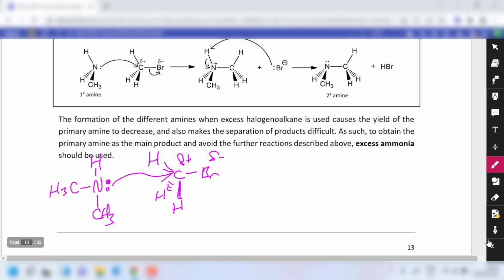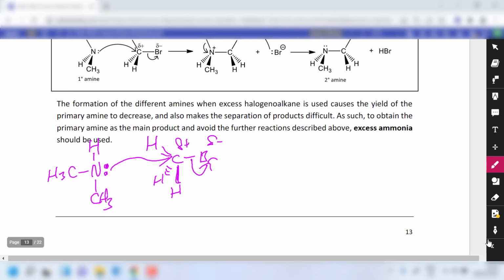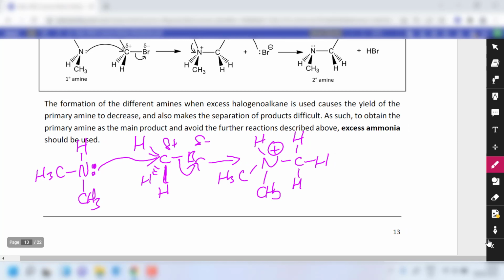A lone pair attacks the electron deficient carbon. The C-Br bond breaks heterolytically towards the bromine. And in the process, I'm able to generate the conjugate acid. So I'm going to draw out the conjugate acid: CH3 carbon, and then CH3 here, and then carbon here, H, H, and H, and this nitrogen will take on a positive charge because this is the conjugate acid of the tertiary amine.